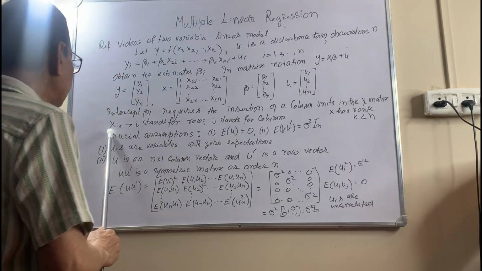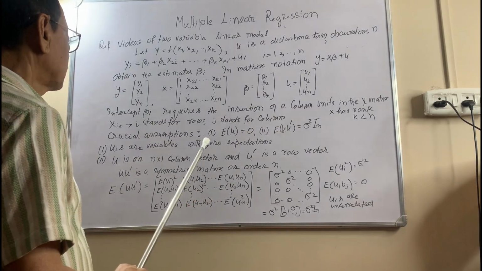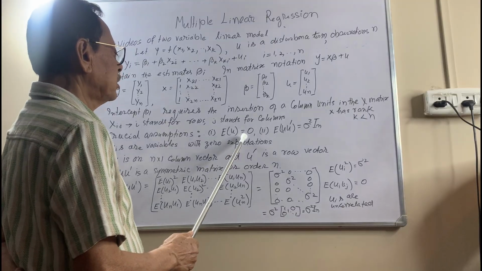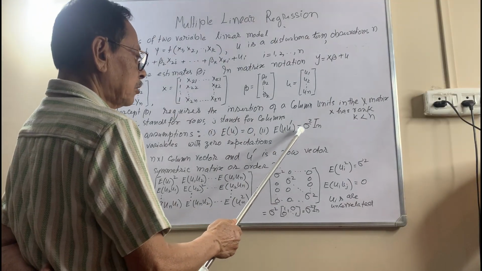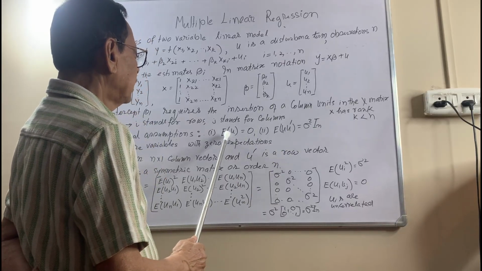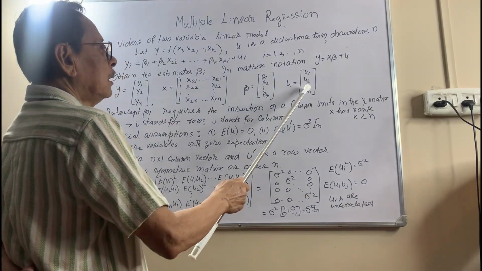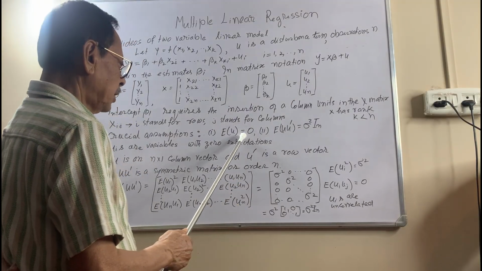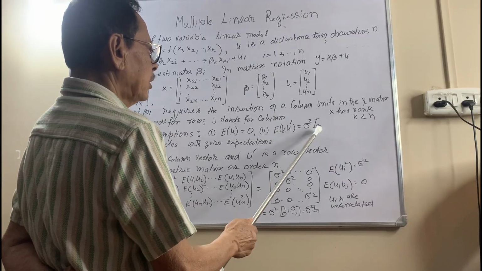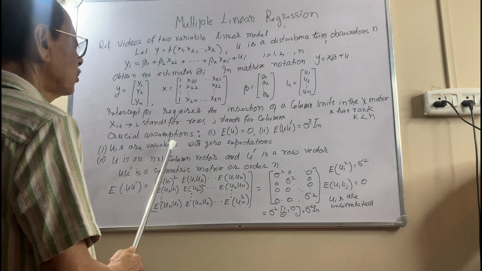Now in Xij, i stands for rows and j stands for columns. And the crucial assumptions we have already covered earlier. What are the crucial assumptions? Expected u is equal to 0 and expected u u prime is equal to sigma square In. This is the variance covariance matrix. The expectation of the error term should be 0, so that there are no biases in the estimates. The ui's are variables with 0 expectations.